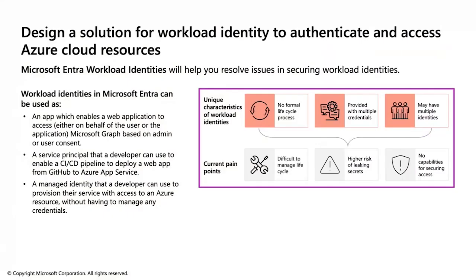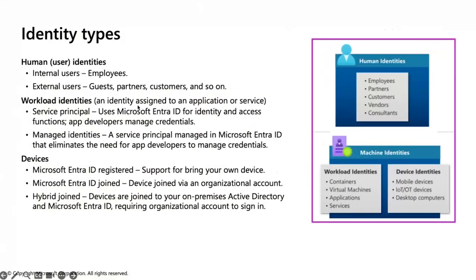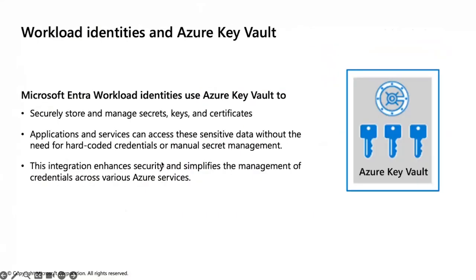So these are the things we see here in workload identity design if you want to authenticate and access Azure cloud resources. Now, what next do we have? Here, with workload identity, we use Key Vault. In Key Vault, we store our secrets, keys, and certificates, and we can fetch and access them based on requirements.